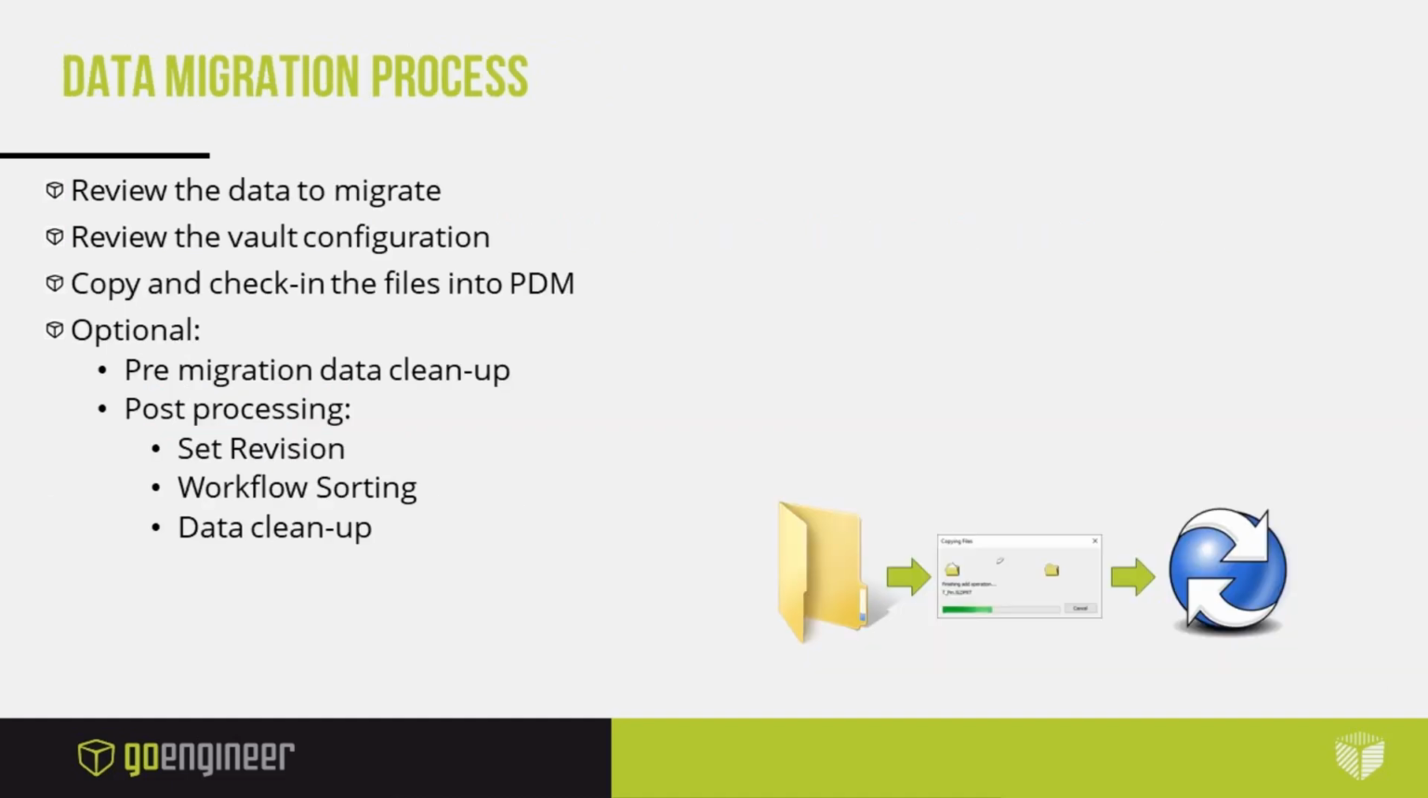So as far as the data migration process, it's almost the same no matter how you do it, except that the methods that you might use are going to be different, and that's what we'll be covering there. But you're always going to take a look at what you have, review the data you've got, review where you're going to put it, so the source and the target. And then you're just copying data in and checking it in. Whether you do that in bulk or one by one, those are all different methods to do that, and that's what we'll discuss. Those are required to get the data into PDM.